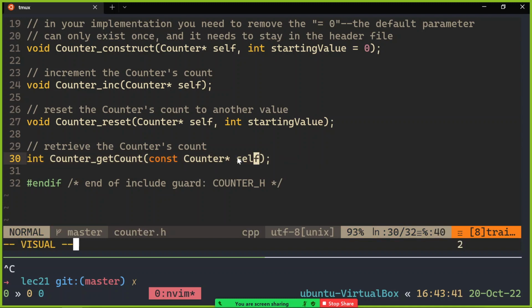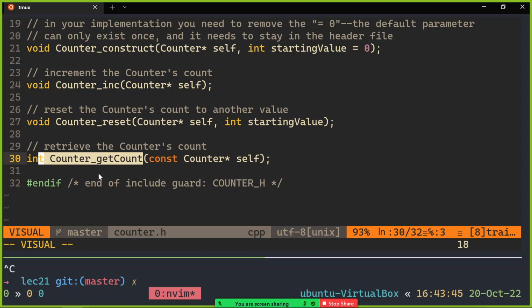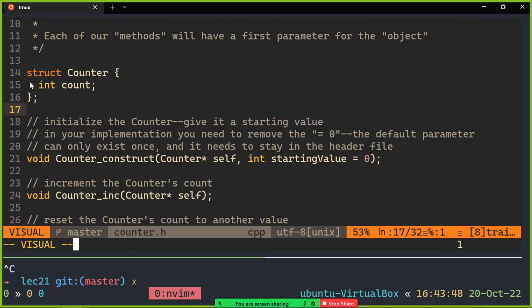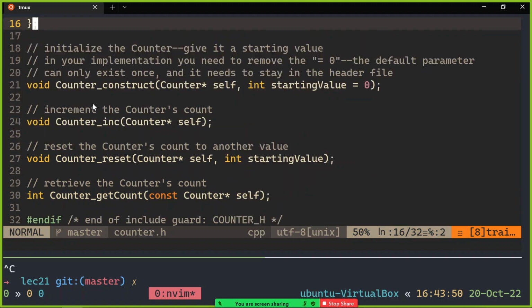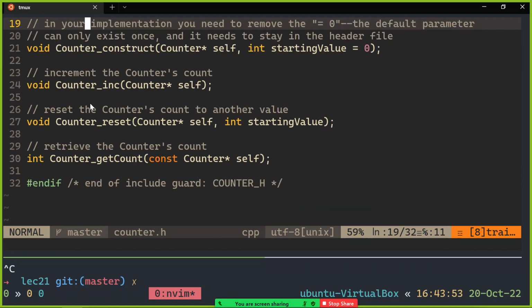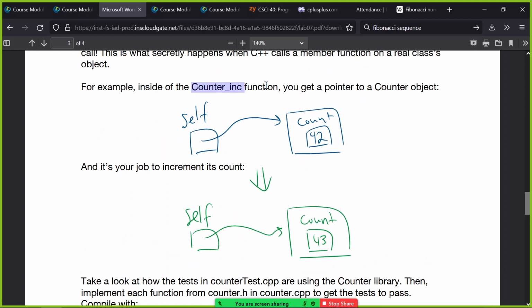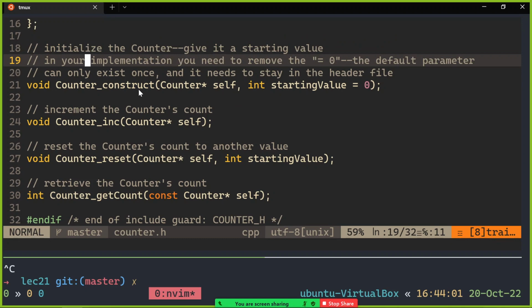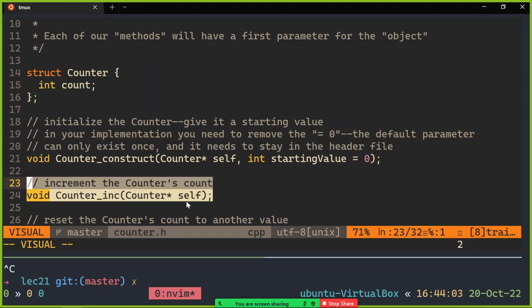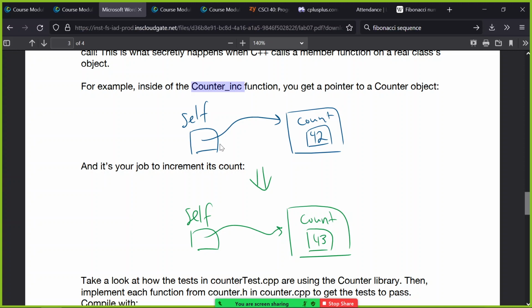You give it a pointer to yourself. It's supposed to be a const method, so I'll make it a const pointer. Why not? And you give back the count that's stored inside of your struct that you're pointing to. Okay? This will make a lot more sense when you get into it and look at the comments. But here's the idea. For example, when somebody's calling counter inc, somebody's giving you a pointer to the counter object that you want to increment inside of this self parameter. So self points to a counter object which holds a count. You need to implement it this way so that that object now holds the count 43 after that inc function has finished. Does that make sense?